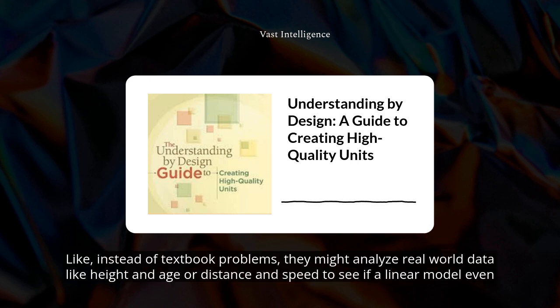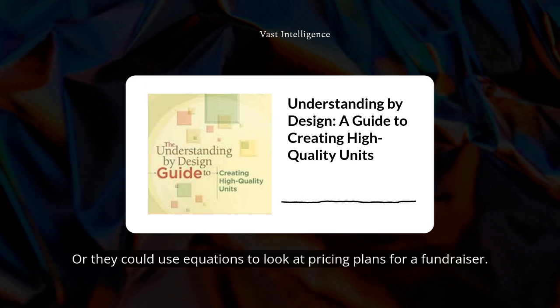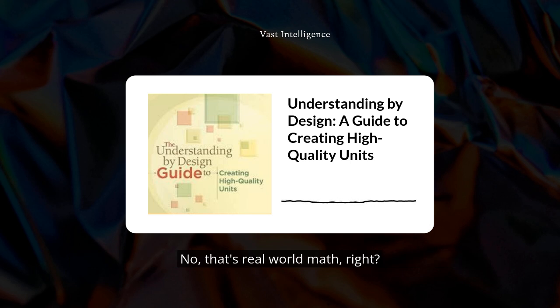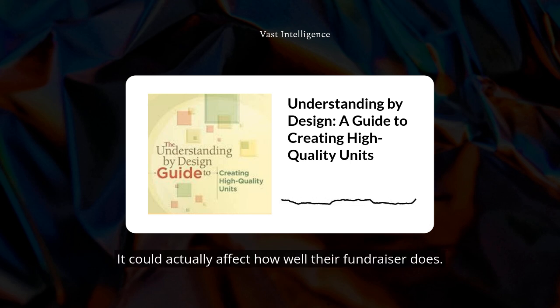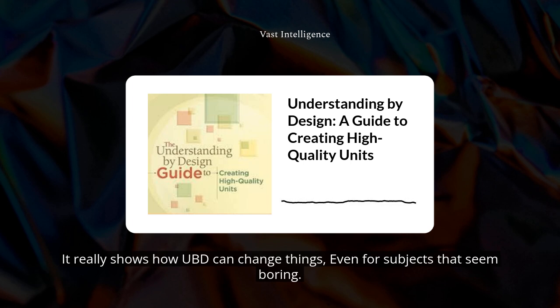Like instead of textbook problems, they might analyze real-world data like height and age or distance and speed to see if a linear model even works. I see. Or they could use equations to look at pricing plans for a fundraiser. Now that's real world math. Yeah, it could actually affect how well their fundraiser does. And that's why it's engaging. They see why it matters. I'm loving these examples. It really shows how UBD can change things, even for subjects that seem boring.